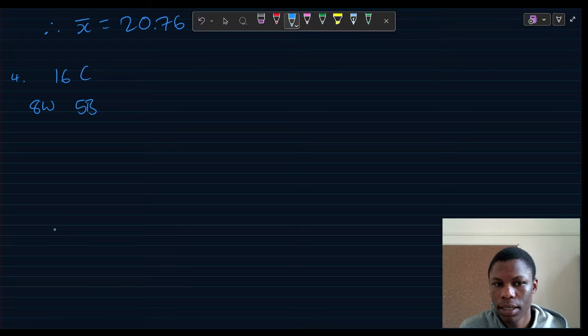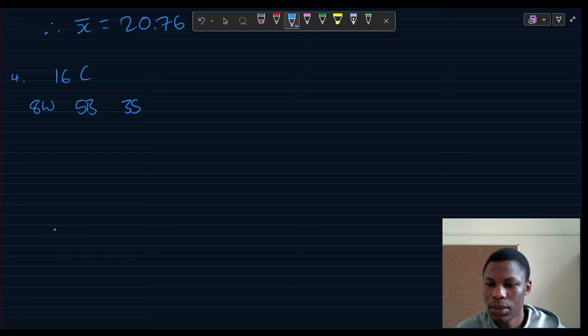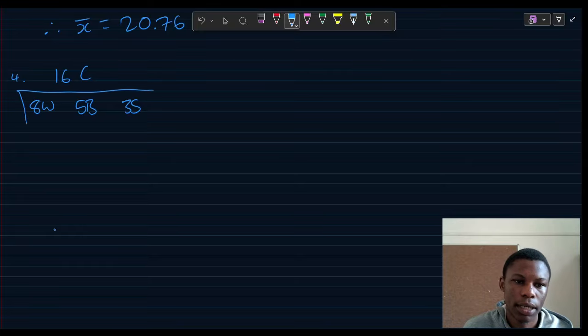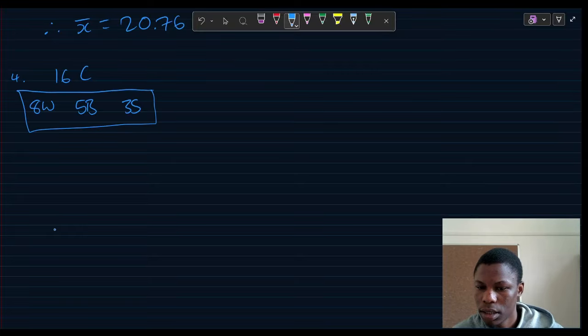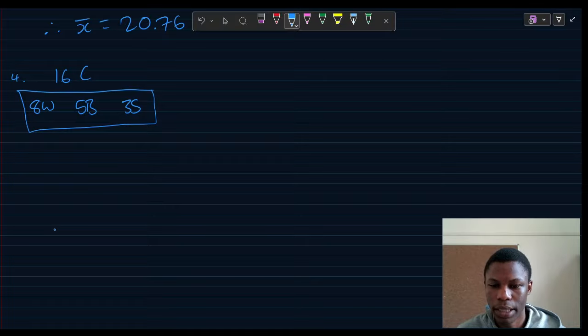Number 4. It has 16 toy cars. 8 are white, 5 are black, 3 are silver. It places all the cars in a bag and selects 3 of them at random without replacement. Part A. Find the probability that all 3 cars are the same color.